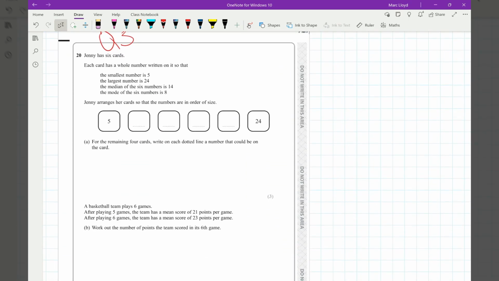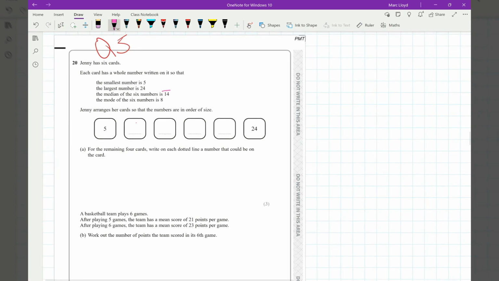Question 5. Jenny has 6 cards. Each card has a whole number written on it, so that the smallest number is 5, the largest number is 24, the median is 14, and the mode of the 6 numbers is 8. They're in order. For the remaining 4 cards, write on the dotted line a number that could be on the card. So because the mode has to be 8, we're going to put 8 and 8 into there.